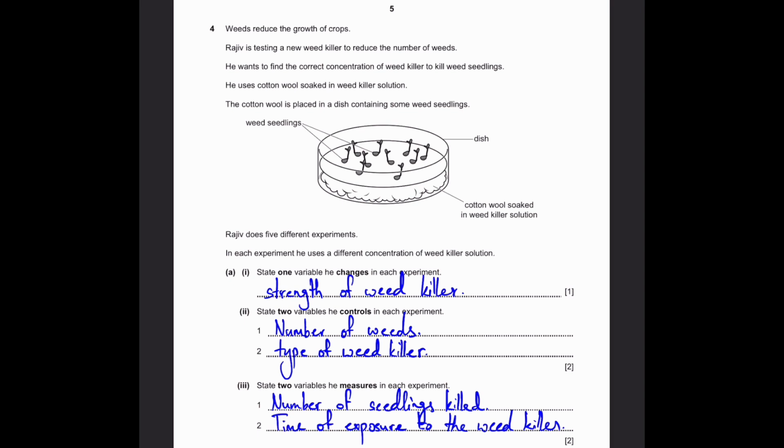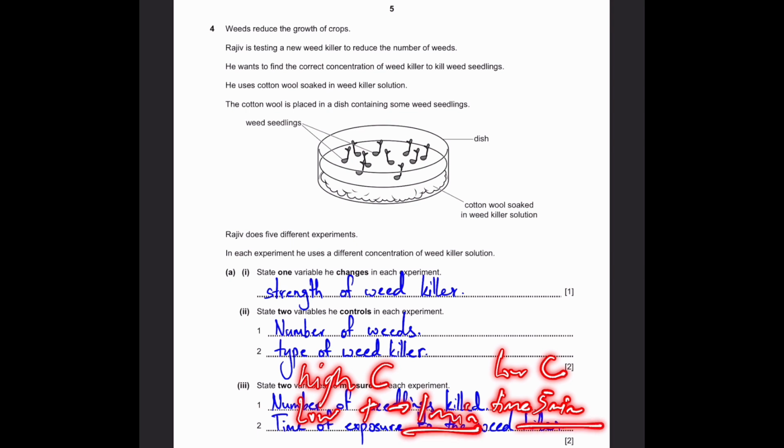3. State two variables he measures in each experiment. So he's testing the best concentration of weed killer to kill weed seedlings, which means he needs to measure the number of seedlings which are killed by the weed killer. And the second one is time of exposure to the weed killer. Because if you expose, let's say, high concentration, a low time, like a low amount of time, let's say 1 minute, and then a low concentration to the time of like 5 minutes, which is much higher, right? 5 times the time.